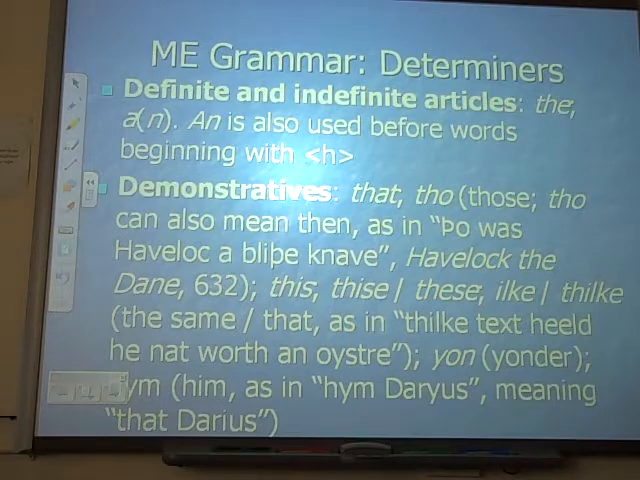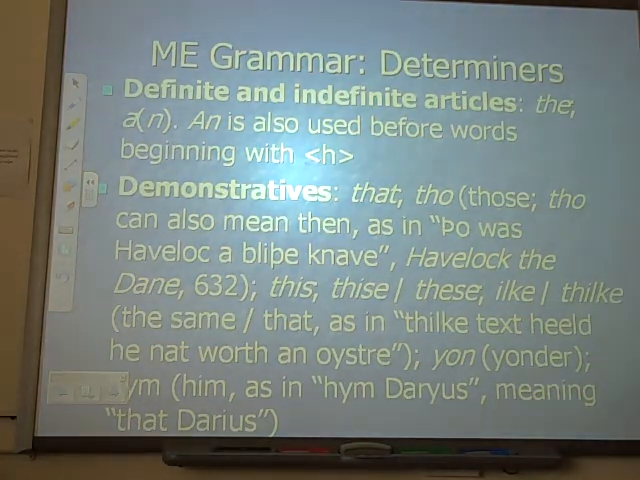Demonstratives also work as determiners. That, tho, which is those. Though, confusingly, tho can also mean then, sometimes, which is a bit of a pain. But you can tell by context which one is being used. So as in, tho was Havelock a blithe knaver, from Havelock the Dane, meaning then was Havelock a happy knave.